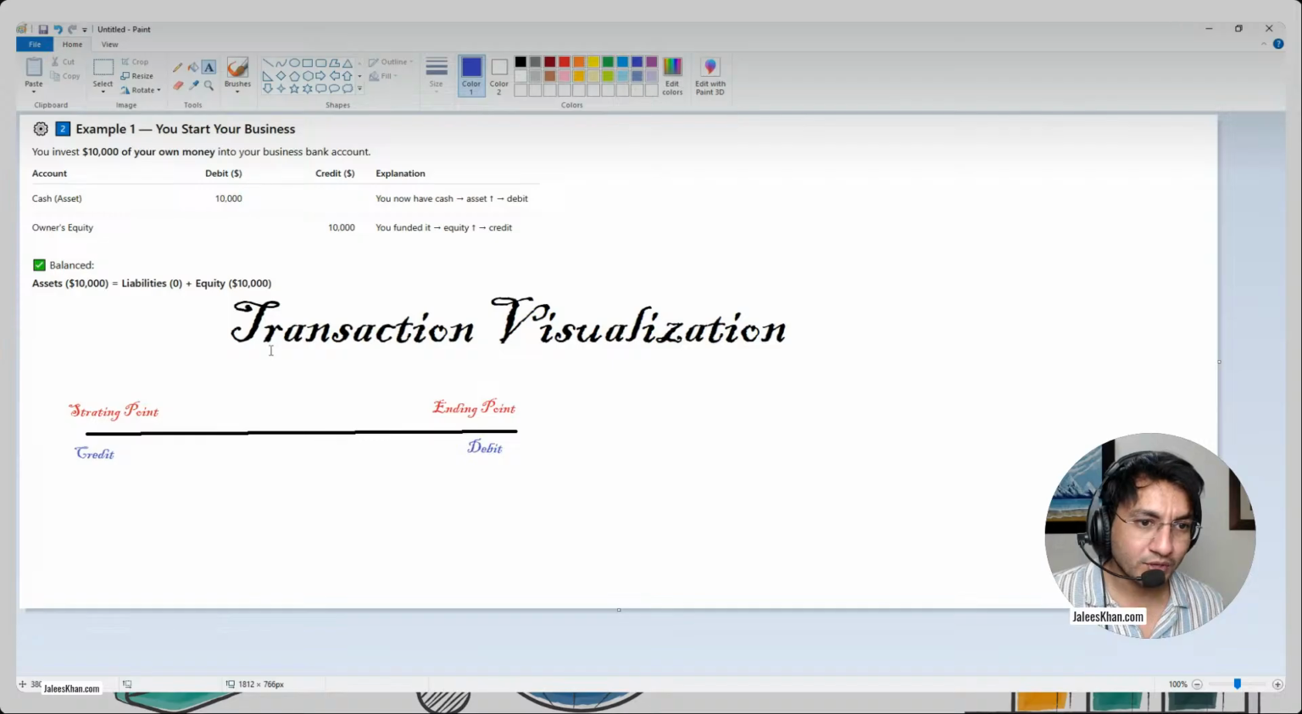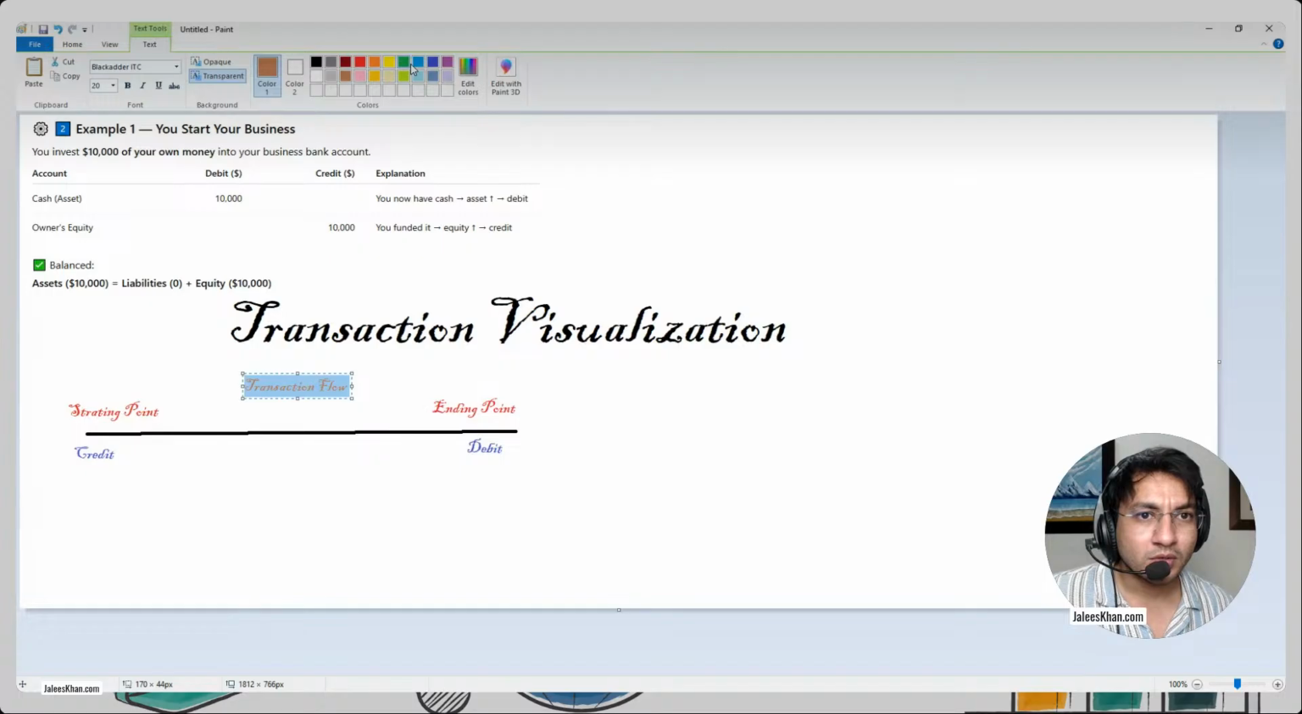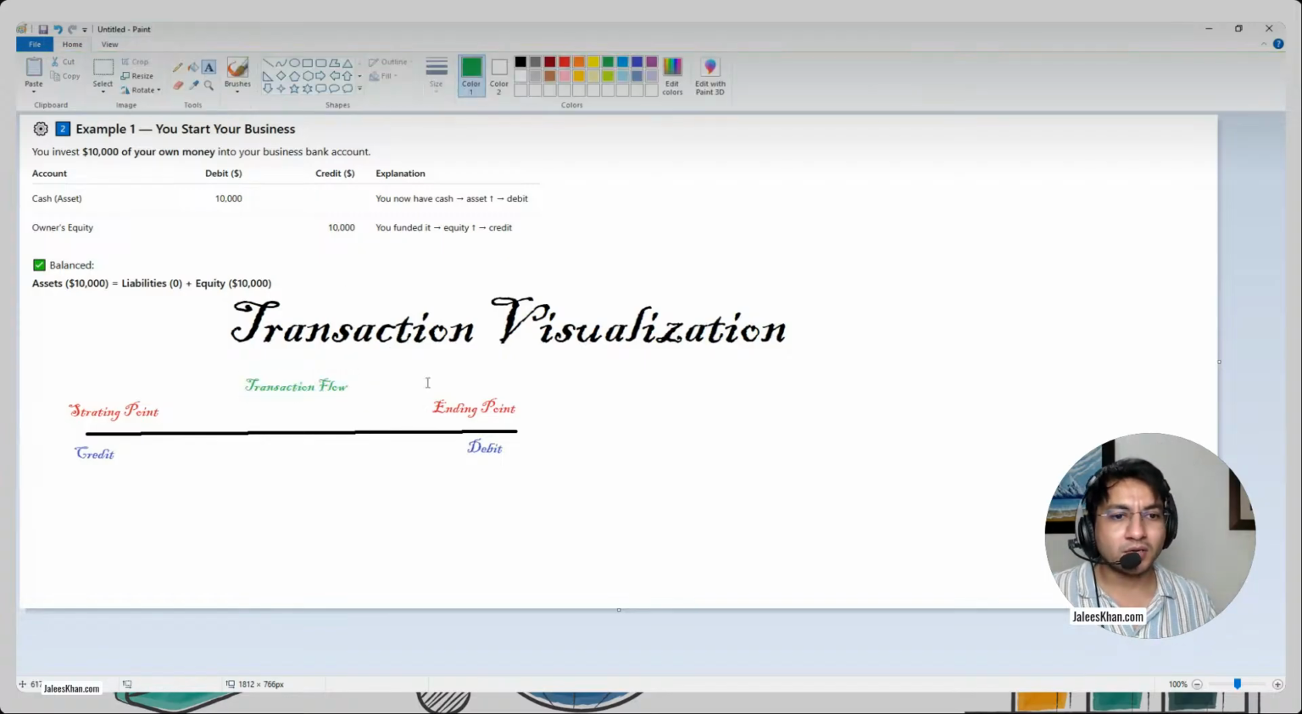I can call it the transaction flow. Okay. So this is the transaction flow. It is going in this way.